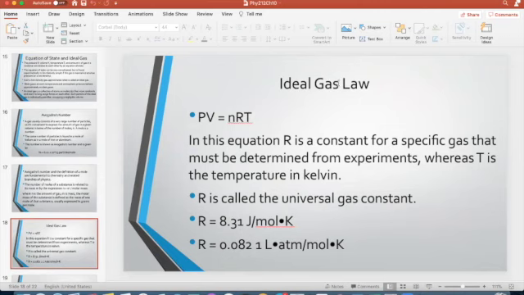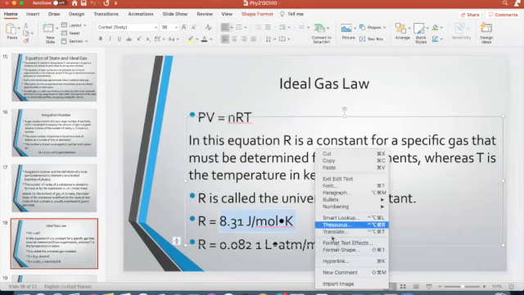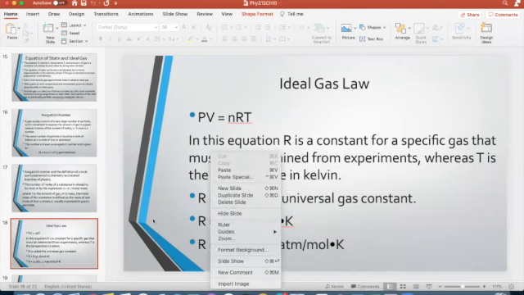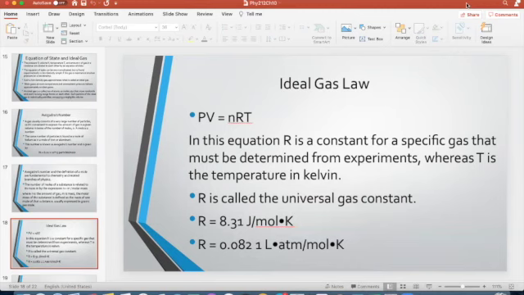All right, so this is the ideal gas law. PV is equal to nRT, again, where P is your pressure, V is your volume, n is your number of moles, R is the universal gas constant, of which there are two here, and you would use one or the other depending on the SI units of the other components in the equation. And then T is your temperature. Again, the SI unit for temperature is Kelvin, not Celsius, not Fahrenheit.